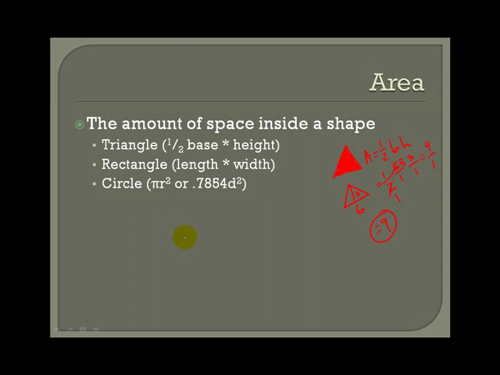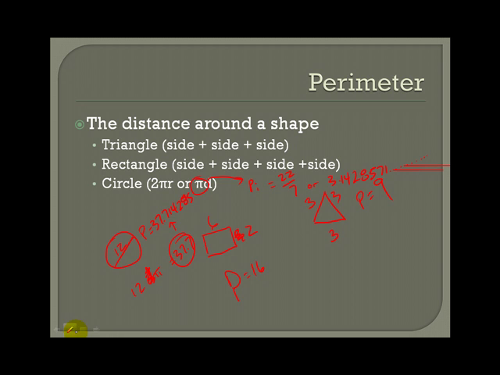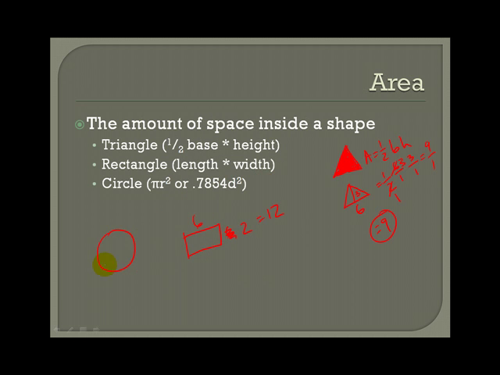The rectangle, the area is length times width. Going back to our rectangle here, 6 times 2 equals 12. For a circle, the amount of area, what did I say our diameter was for our circle back here? Come on, here, circle. Our diameter is 12.